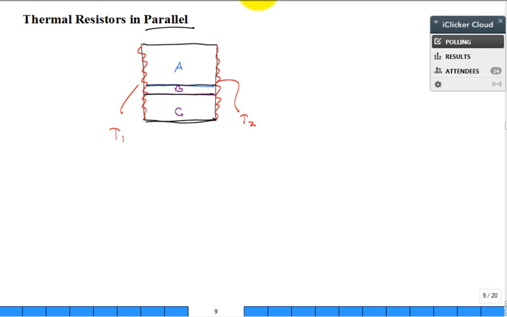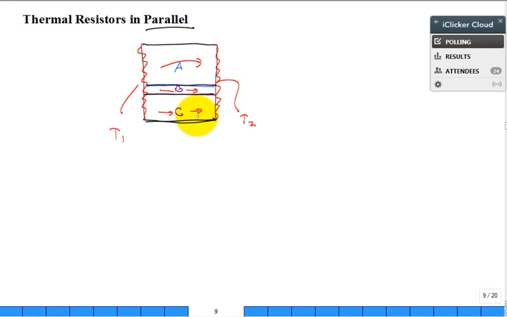flow could go from 1 to 2 only through A. Only has to pass through that A, which is in the upper part of the block, or only through B, which is kind of sandwiched in the middle part of that block, or only through C, which is in the bottom part of that block. This would be a concept of parallel thermal resistors.